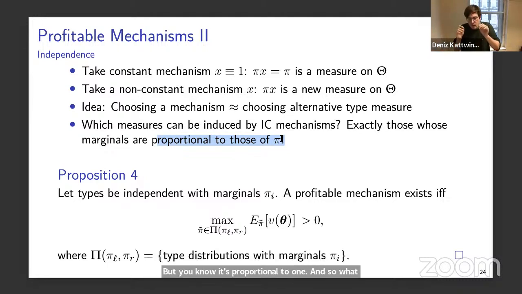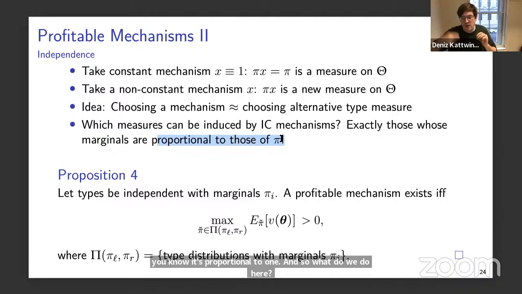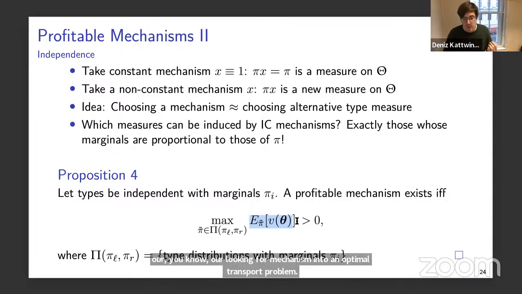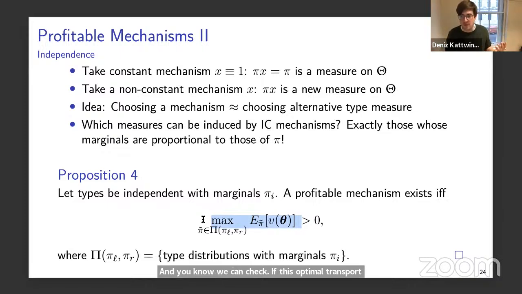We are looking for a new measure pi tilde, which respects the marginals and maximizes some functional on the type profiles. And if you look at this formula, this is exactly an optimal transport problem. So we can translate our search for a mechanism into an optimal transport problem, and we can check if this optimal transport problem gives us a value strictly above 0. In this case, of course, we have a profitable mechanism.